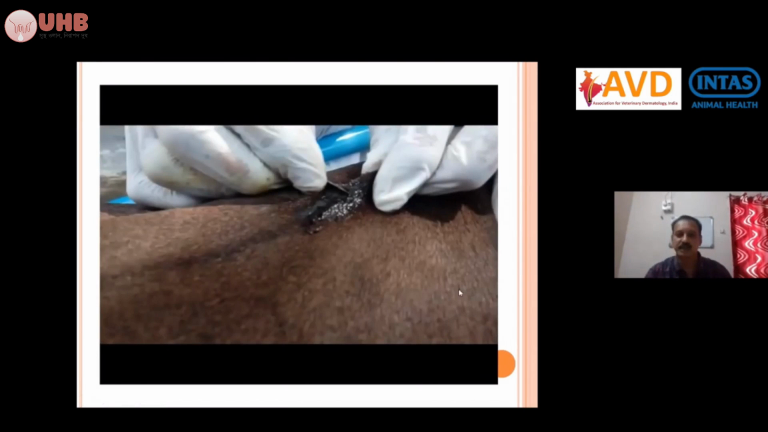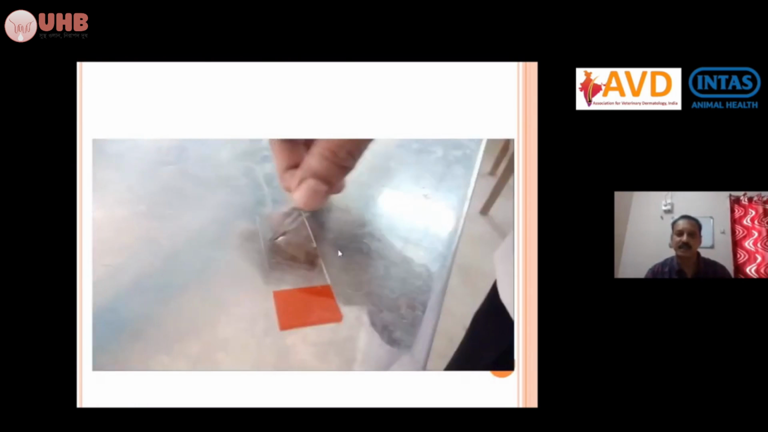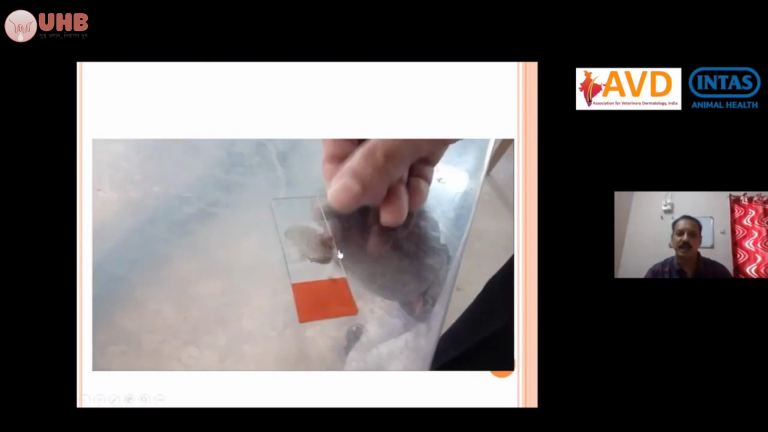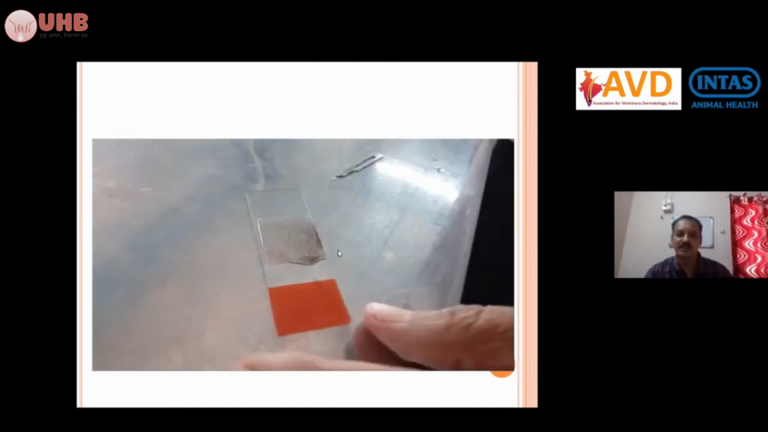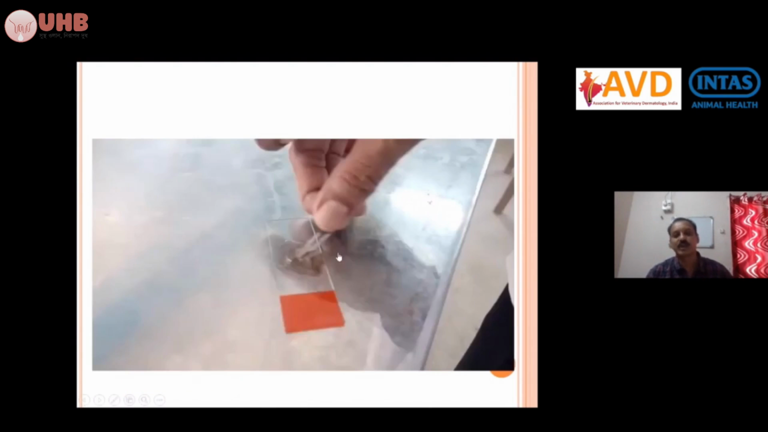Scrape it, take the material and put it on the slide with liquid paraffin and a cover slip, and you can see it under a low power microscope for the presence of mites like Sarcoptes, Psoroptes, Chorioptes, or any other mites. It's very simple, so whenever you have the facility of a microscope, just do it. It's a very simple technique. The only thing is you have to take scrapings from one or two sites and evaluate.